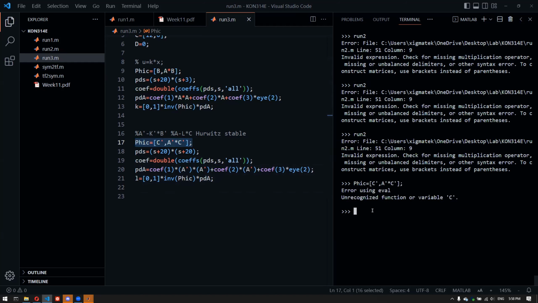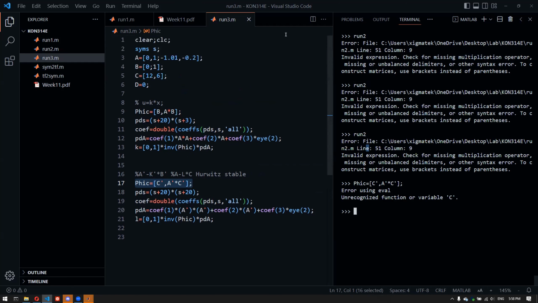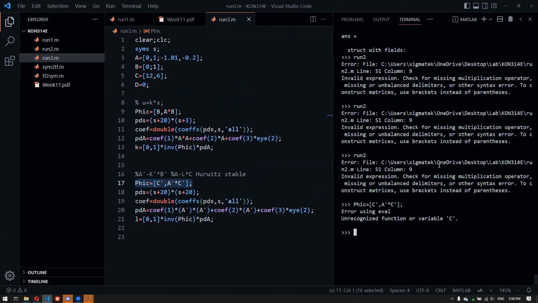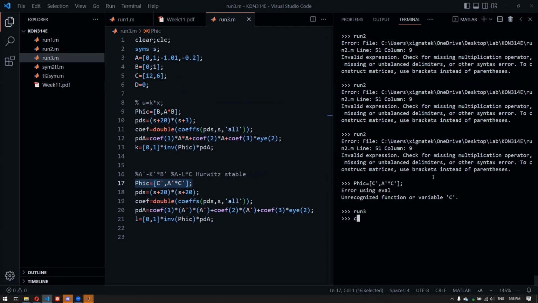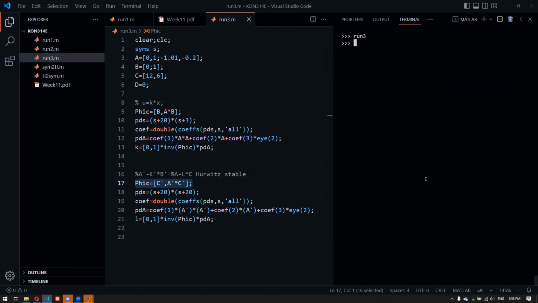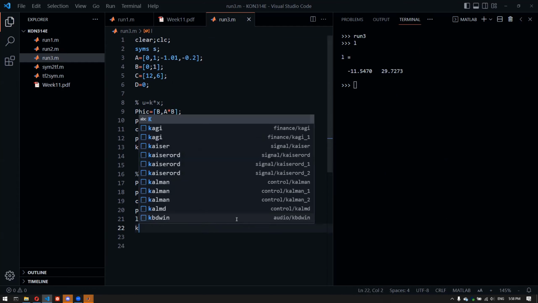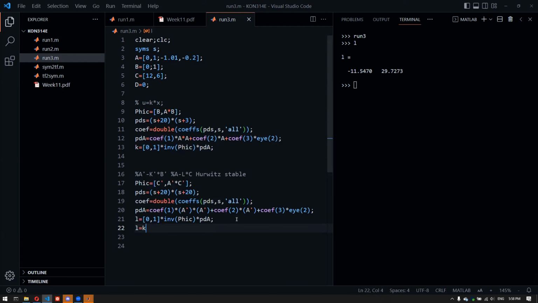So am I able to define this? Well, it doesn't know what C is. Line 51. Where am I actually? Run 3. Why am I running that? Run 3. So L, we're going to take the transpose. So L is going to be L transpose. So, and why did we do that?